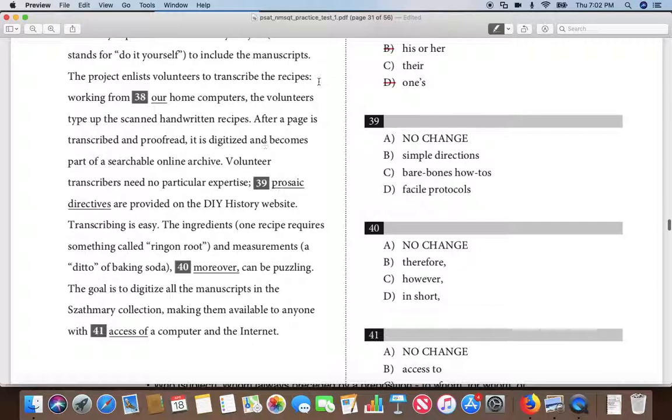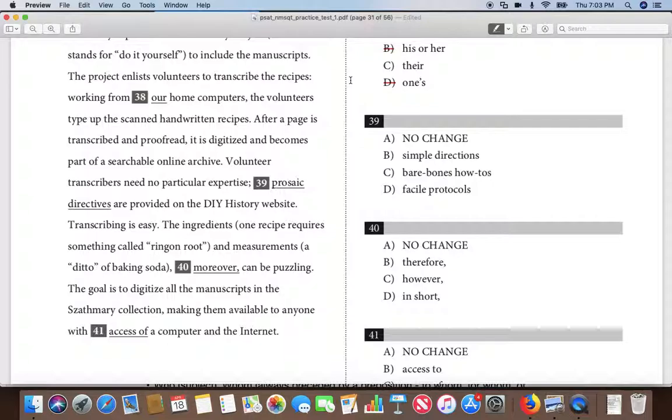Let's read. After a page is transcribed and proofread, it is digitized and becomes part of a searchable online archive. Volunteer transcribers need no particular expertise. Prosaic directives are provided on the DIY history website. What does prosaic mean? That's a great question. Do you know what prose is? It's like a story, but written without... Yeah, prose. Written, and it's generally contrasted with verse, right? Verse would be like poetry. Prose is more common language. And so prosaic would mean common or simple.